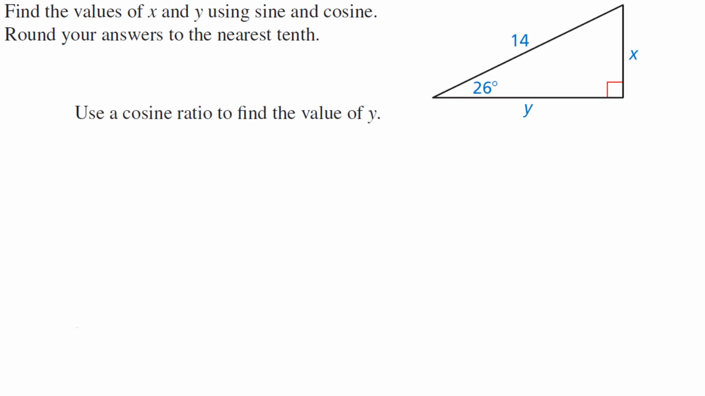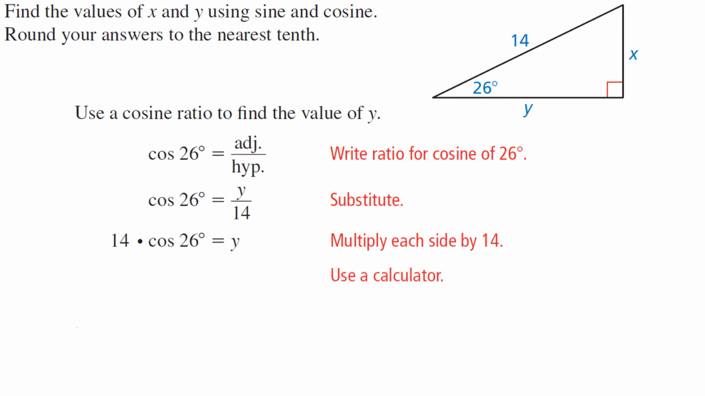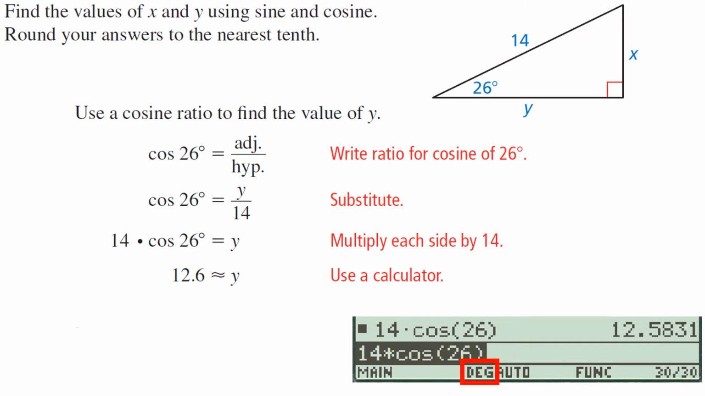Again, I'll use cosine because y is the adjacent leg to 26 degrees. And of course, the hypotenuse is still 14. That's not going to change. Multiply both sides by 14. Grab a calculator. Right, I did 14 times the cosine of 26. Again, making sure I'm set for degrees. So about 12.6.